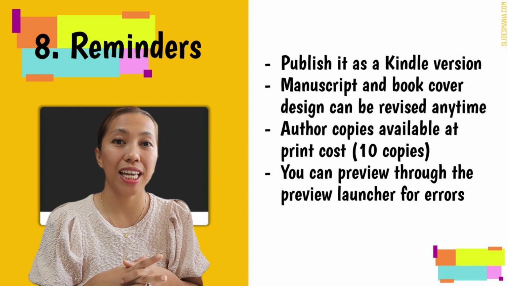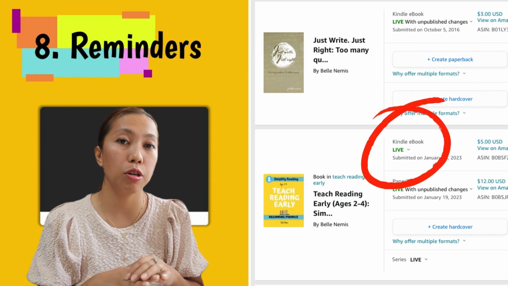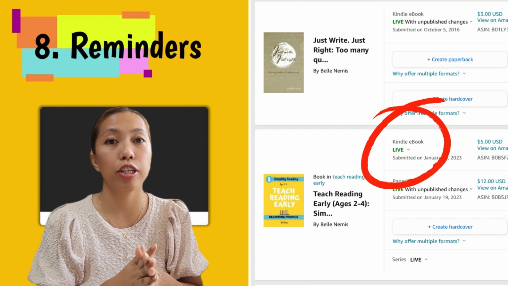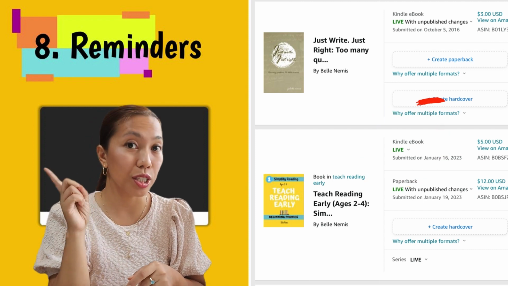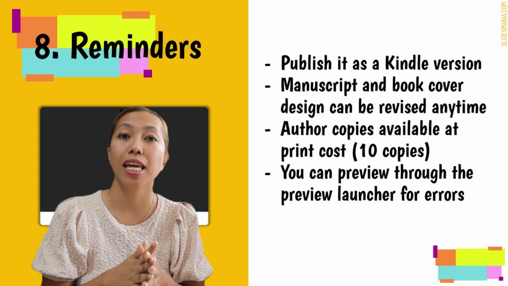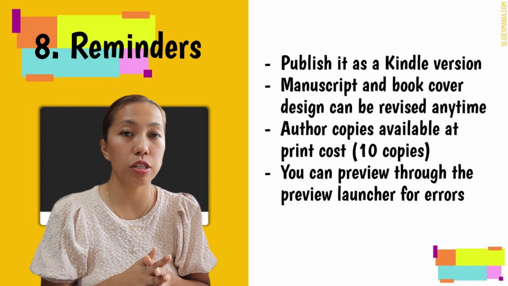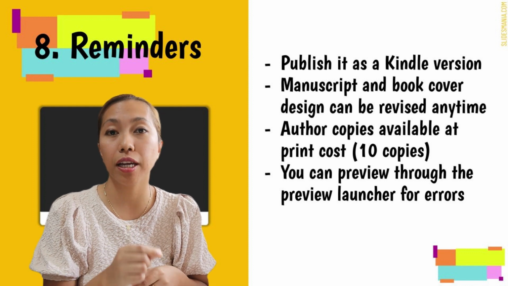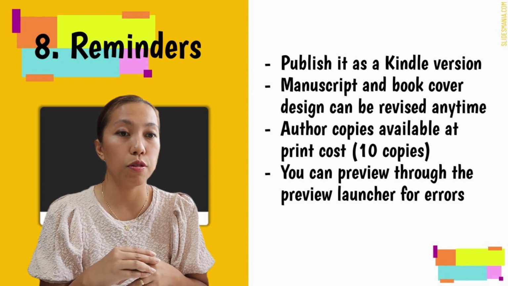Now here are some reminders. You can also publish it as a Kindle version. You will get a higher pay on this one because there will be no print cost. So as soon as you publish your paperback, then you can also create the Kindle version. So this is how it looks like. Okay, now the manuscript and the book cover design can be revised anytime, so do not worry. Now you can also request for author copies, wherein you're gonna only pay for the print cost. So for my $12 book, I can buy it for only $3. So you are only allowed 10 copies for that.